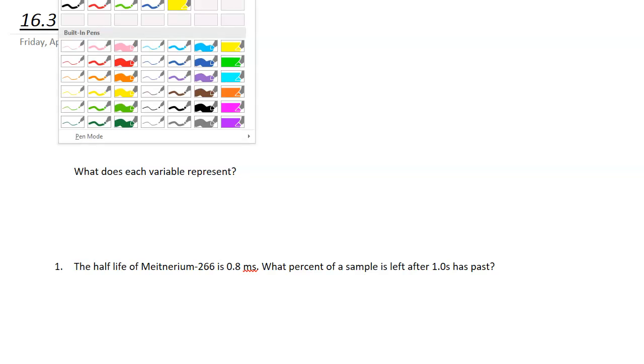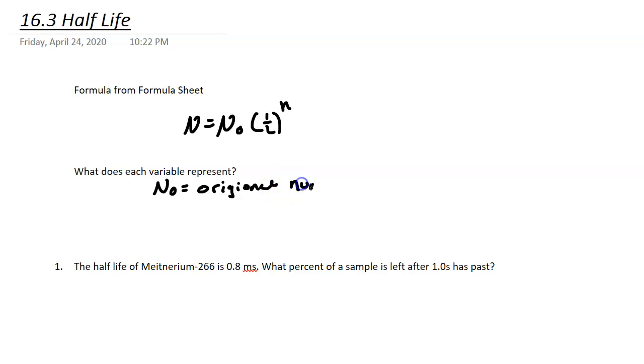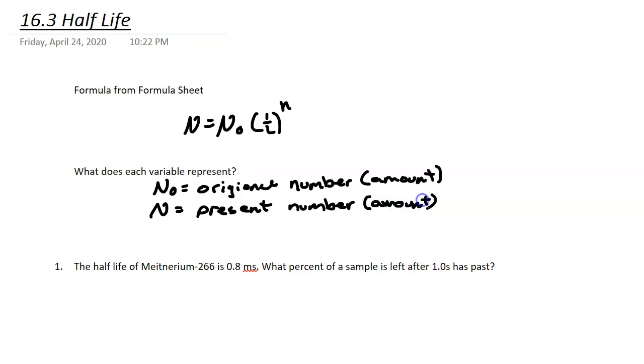Hello everyone, this is the class notes on 16.3 half-life, and the relevant formula here is N = N₀(1/2)^n. In this case, N₀ stands for the original number, or the original amount. N stands for the present number or amount. And this little n is the number of half-lives.